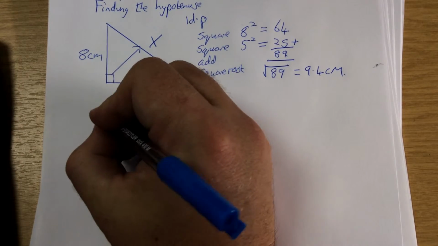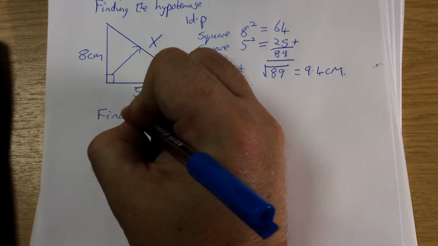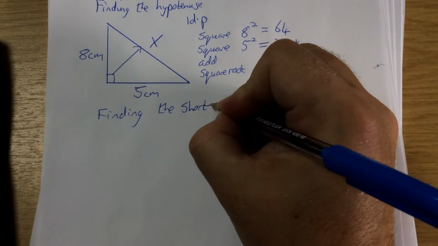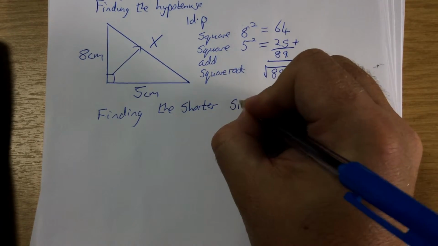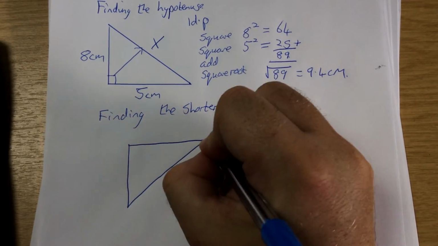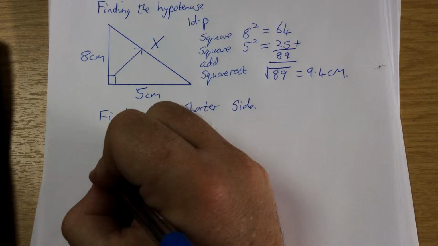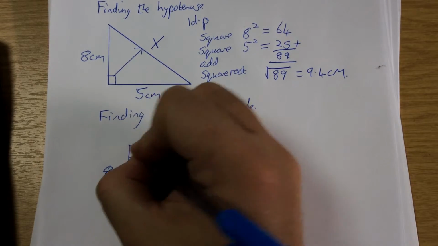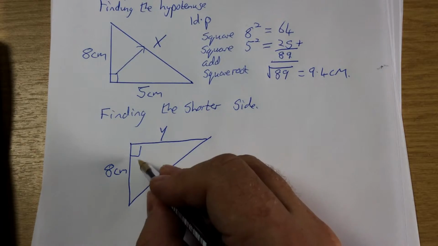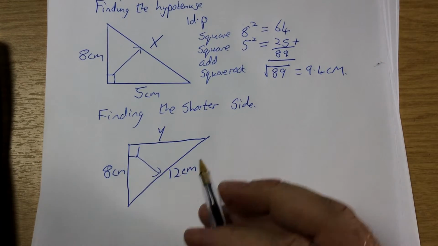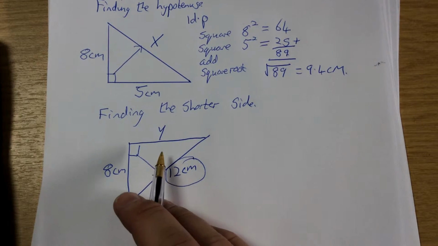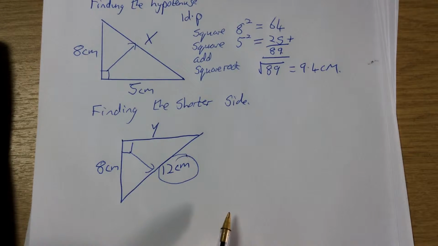Type 2, where you find the shorter side. This time, you know the hypotenuse. All right? You know the hypotenuse, so you're working backwards. So if I draw a right angle triangle, that's 12 centimeters, that's 8 centimeters, and this time I'm finding this one. I'm drawing my arrow opposite the right angle, and I know the hypotenuse now. So I'm going to be working backwards to find the shorter side.